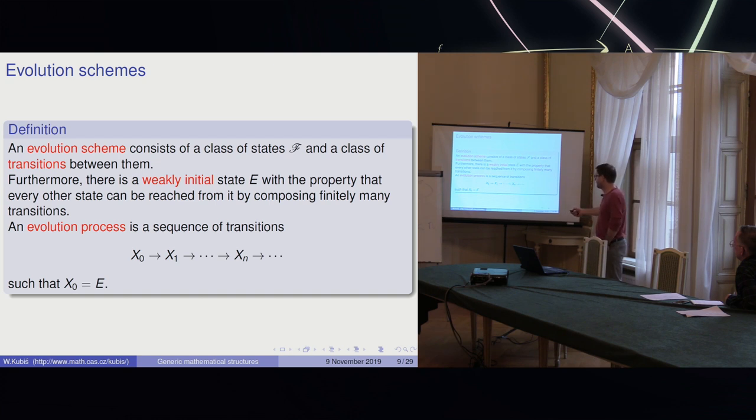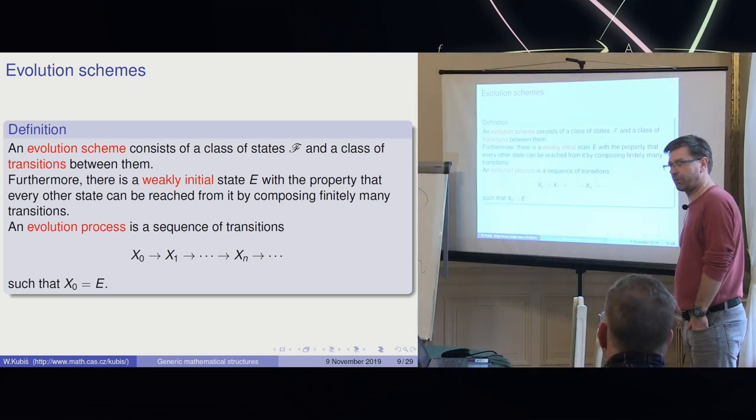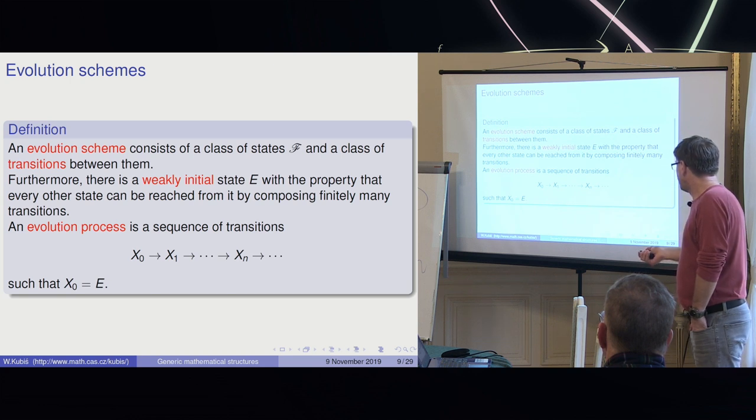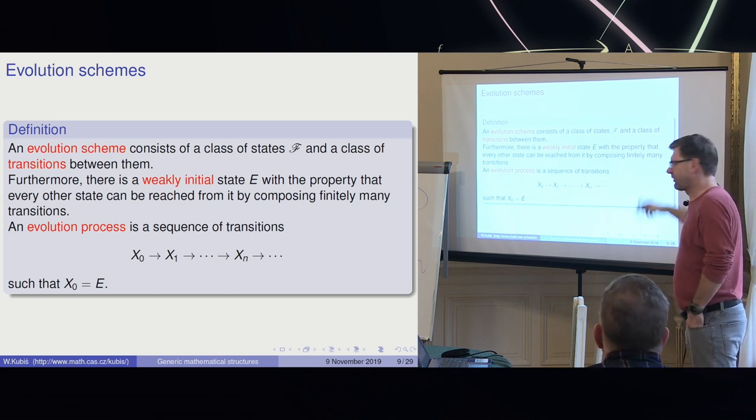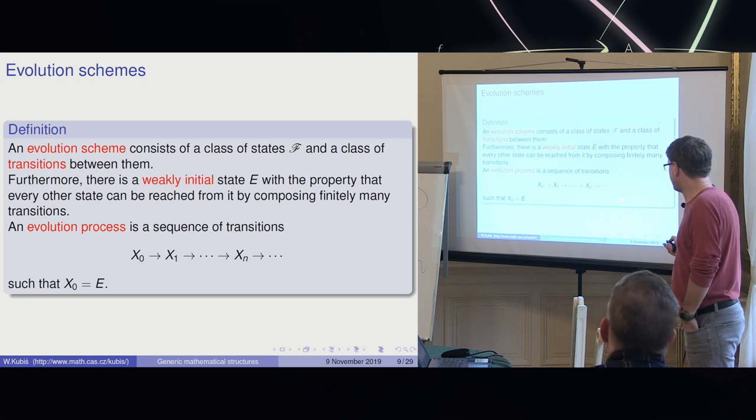So an evolution process is a sequence. Actually, there's a bit less. This is really a directed graph with some properties. But you have a special vertex, which is at the very beginning. To every other vertex, you have a path. That's what it says here. And the arrows of the graph are called transitions. And then it generates a category, of course. So I will not elaborate this so much, but this is how you can think of objects generated by evolution processes.